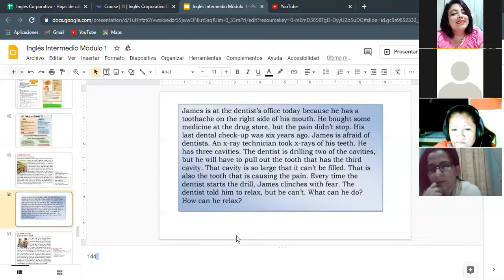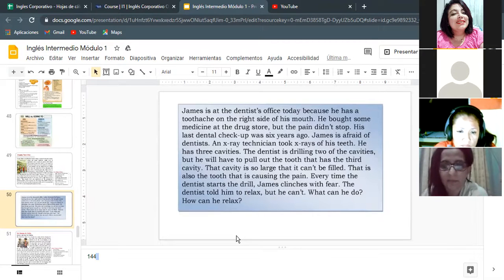Every time the dentist starts the drill, James clenches with fear. The dentist told him to relax, but he can't. What can he do? How can he relax?